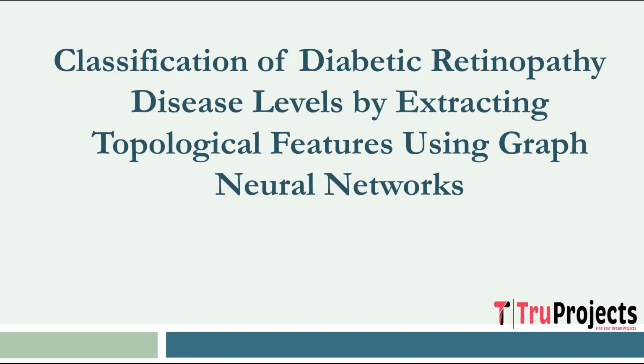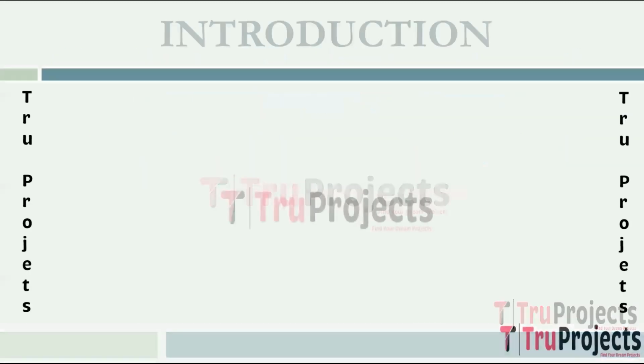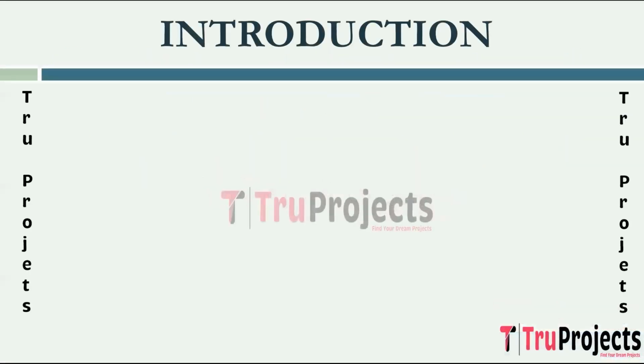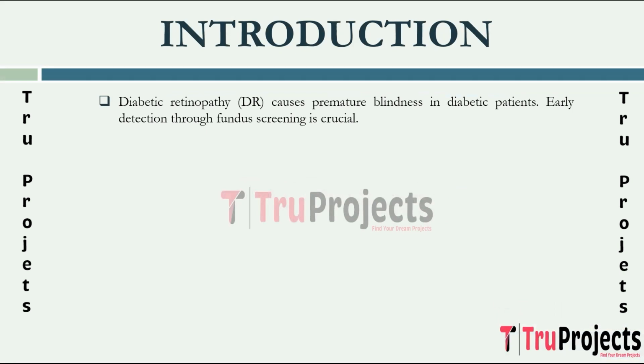In this video, we are going to explain the project, which is classification of diabetic retinopathy disease levels by extracting topological features using graph neural networks. Introduction of the project. Diabetic retinopathy is a leading cause of premature blindness in diabetic patients worldwide.